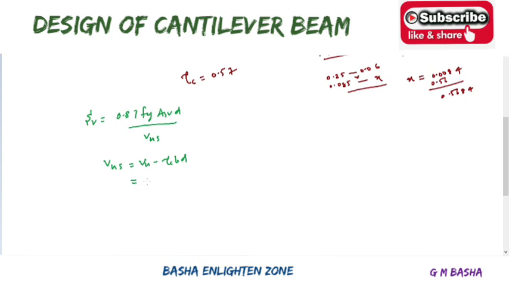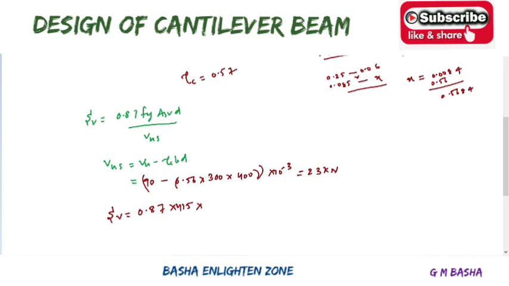Vu will be equal to 90 kilonewton, which is given, minus tau c will be equal to 0.56, b will be 300, d will be 400. So all the values we can take down in kilonewton. So it will be 10 to the power of minus 3. You will get around 23 kilonewton. Then substitute this value here. You will get Sv will be equal to 0.87 into 415 into, what about Asv?